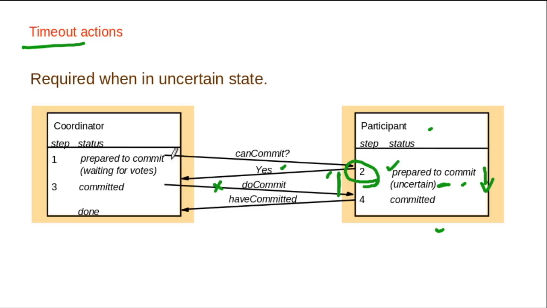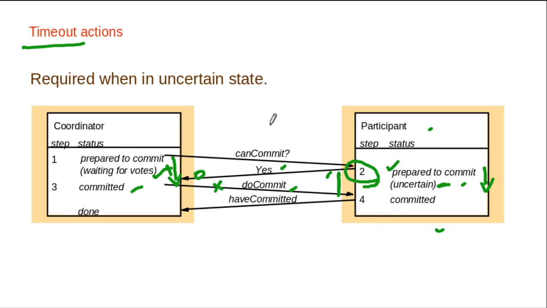Similarly, in this case also, it is waiting here for a yes message from all of them, right? But if something happens and it is not receiving a yes message from all the participants, in that case what will happen? It will wait for a certain period of time, and after that it will issue a do abort message to all the participants who have voted yes.